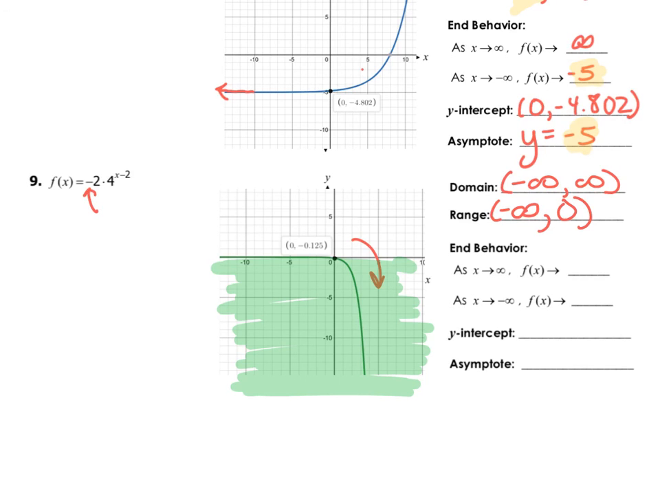For our end behavior, as we move to the right on our x, notice how we're moving down on the y, so we're approaching -infinity on that y. And as we move to the left on the x, notice how we're approaching 0. Our y-intercept is marked for us at 0, -0.125, and the asymptote is y equals 0. And see the connection here between the asymptote, the end behavior, and the range.